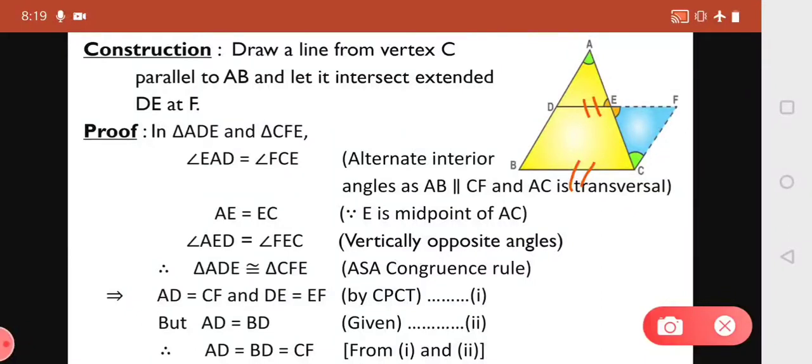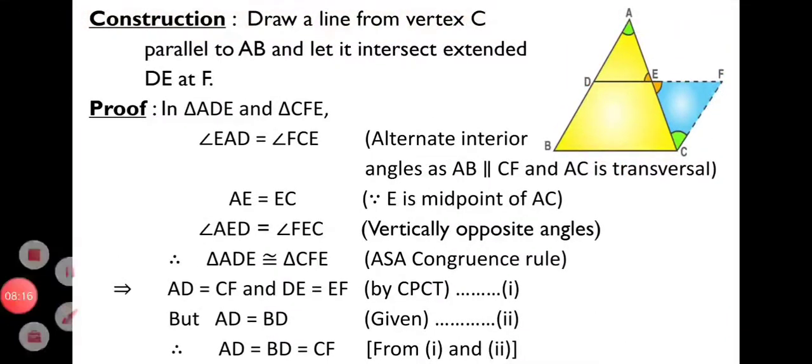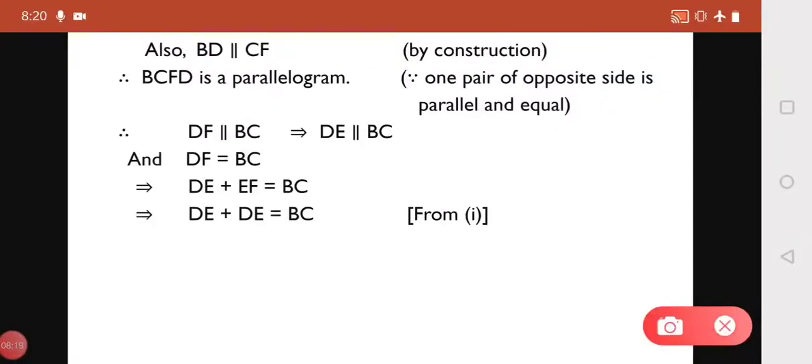Now, we can see that DF is made up of these two line segments, that is DE and EF. So, we write DF equal to DE plus EF equal to BC. Also, we know that DE and EF are equal. Here we have in CPCT that DE and EF are equal. So, we will get DE plus DE equal to BC from 1. From 1, by the CPCT we have proved that DE and EF are equal.